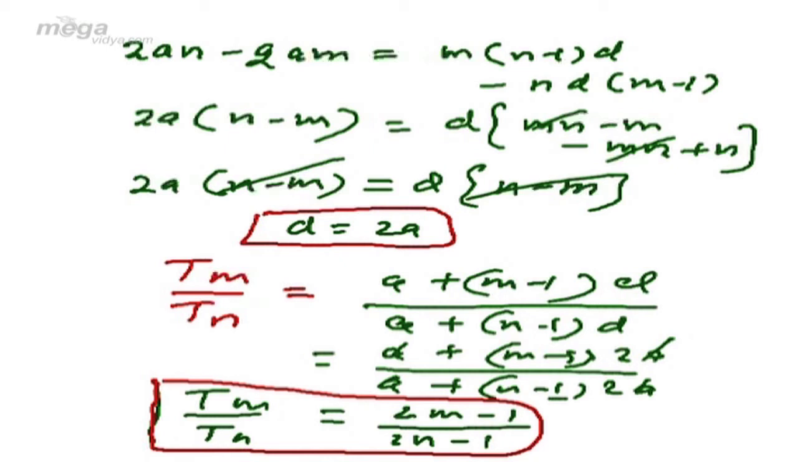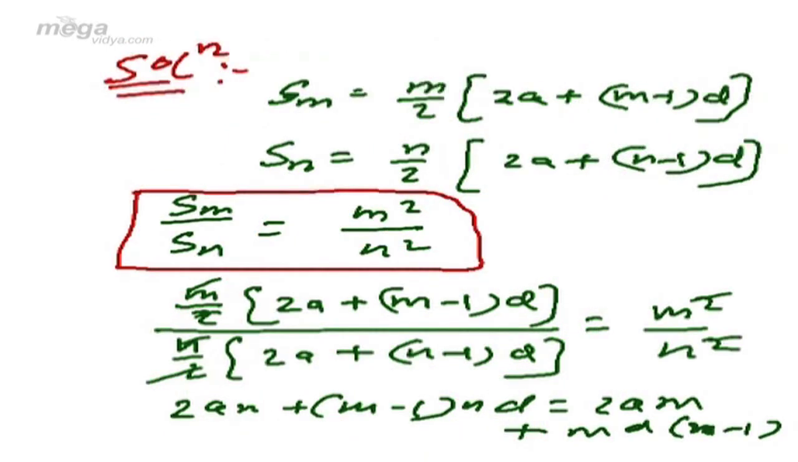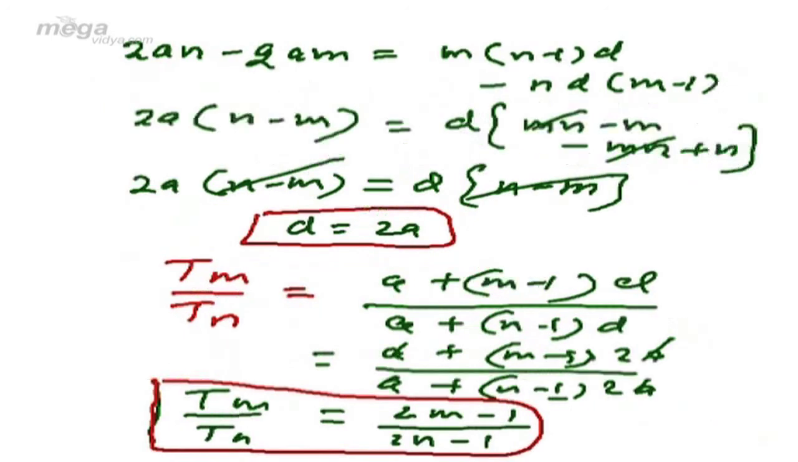Again I am telling the solution of this question. You know already, Sm is given as m by 2 into (2a plus (m minus 1) into d), and Sn is given as n by 2 into (2a plus (n minus 1) into d). And the ratio Sm upon Sn is equal to m square by n square. Again, we put Sm and Sn here. Then we get (2a plus (m minus 1) into d) upon (2a plus (n minus 1) into d) is equal to m by n. Now we cross multiply. Then we get 2an minus 2am is equal to this. By solving this, we get d equal to 2a.